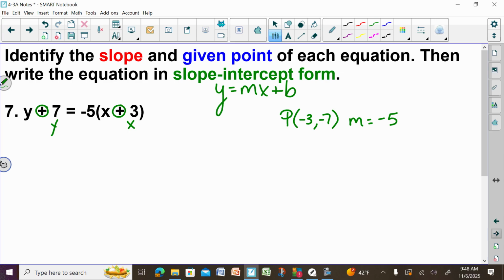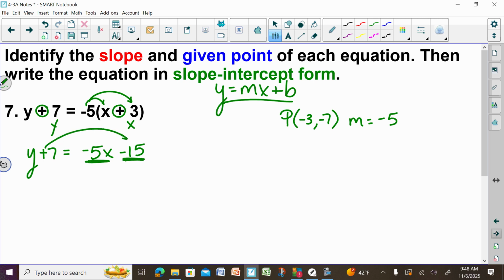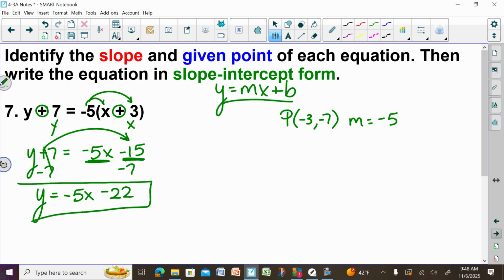The process is the same. We start off with the distributive property. We've got to get rid of those parentheses. So y plus 7 equals -5x minus 15. But now, instead of putting it into slope-intercept form, I'm looking for this form. So I want to leave this here, but I want to move that 7 over. So I'm going to subtract the 7 over, just to get y by itself. y equals -5x, and I put it underneath the 15 because they are alike. I can put -7 and -15 together and get -22.